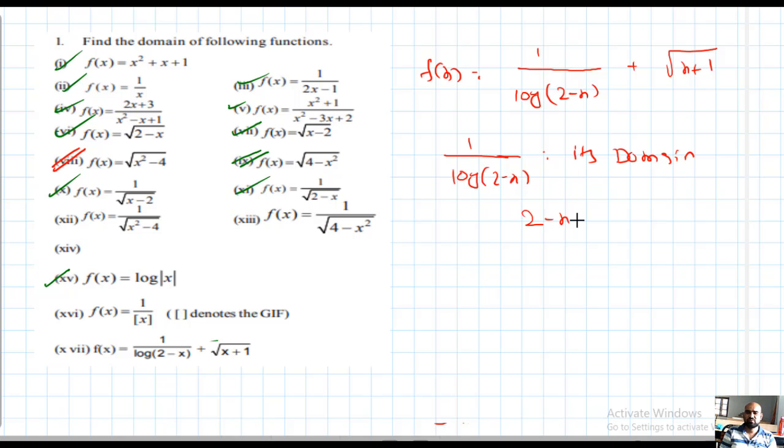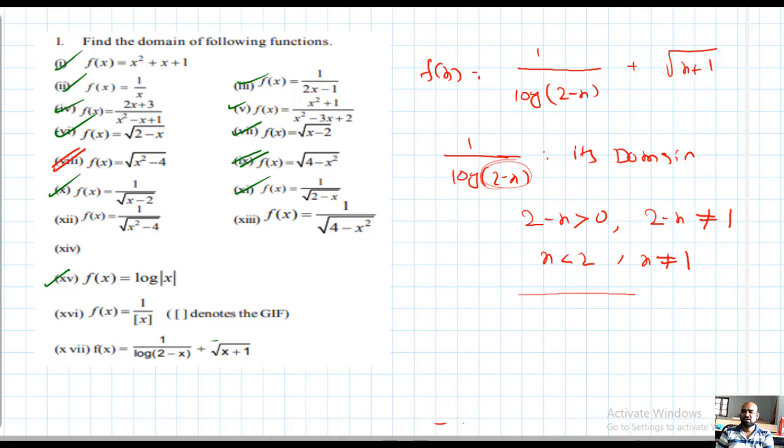2 minus x should be greater than 0, one condition. And 2 minus x should not be equal to 1, second condition. Why should 2 minus x not be equal to 1? That is the interesting thing. Log 1 is 0, and 1 by 0 is not defined. That's why 2 minus x should not be equal to 1. And logarithms are defined only for positive real numbers. That's why your 2 minus x should be greater than 0. Okay, students. So first of all, we need to identify for what values of x this happens: x less than 2 and x is not equal to 1.